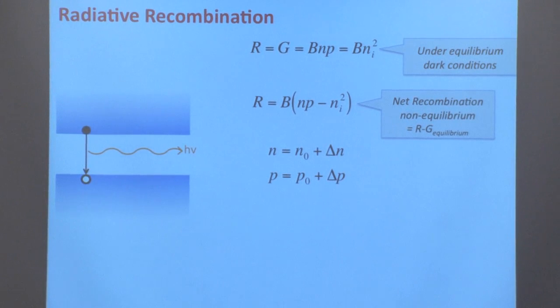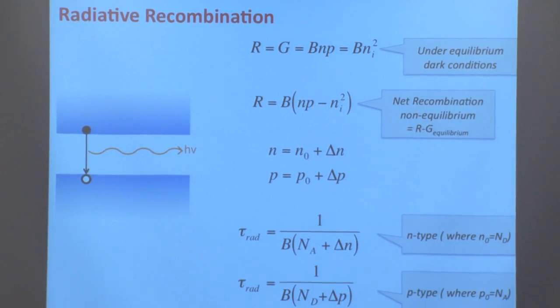I'm not sure if I missed this. Is B just a proportionality? It's a material parameter, yeah. For silicon, I forget what's on the next slide, it's 10 to the minus 15. I don't know for other materials, but I presume that would change. Probably be a lot higher for other materials.